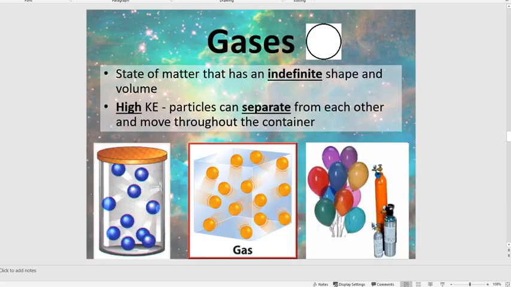The next state of matter we're going to talk about is gases. Gases have an indefinite shape, just like liquids, which means they take the shape of the container. They'll spread out. However, in gases, the particles are not in contact with each other. They have a higher kinetic energy. They're moving faster. They're flying around in the room that we're in right now, and the particles separate from each other, and they can collide and bounce off each other and off the sides of the walls, and this can create currents and wind and stuff like that.